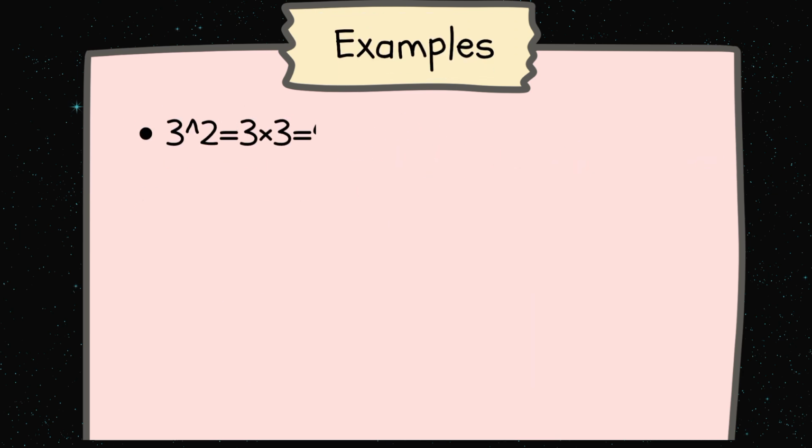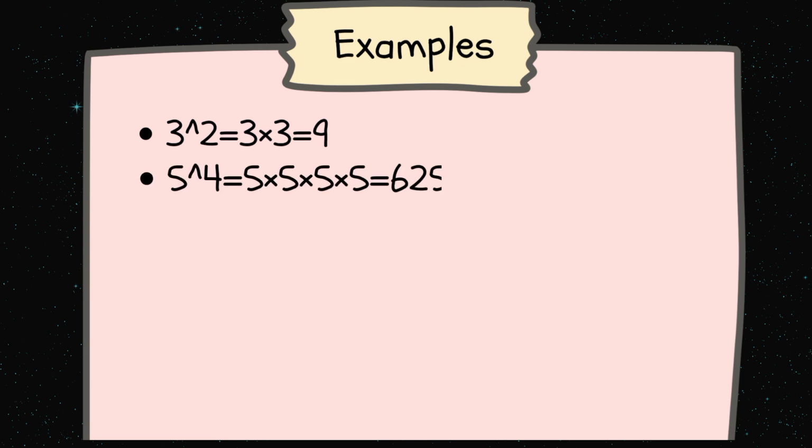Let's look at some more examples in order to understand indices better. The first expression is 3 squared, in which the base is 3 and 2 is the exponent. This means we multiply 3 twice with itself, resulting in 9. For the next example, we have the expression 5 to the power of 4, in which we have to multiply 5 4 times with itself. This would give us the answer 625.